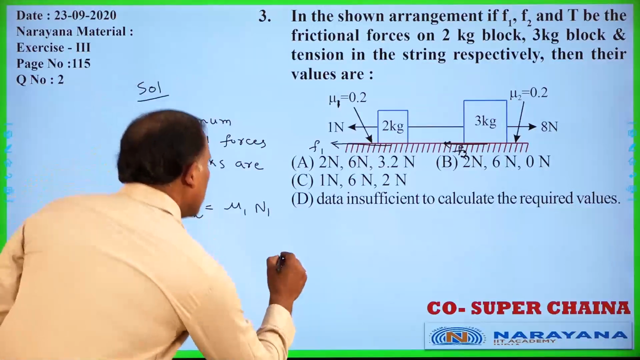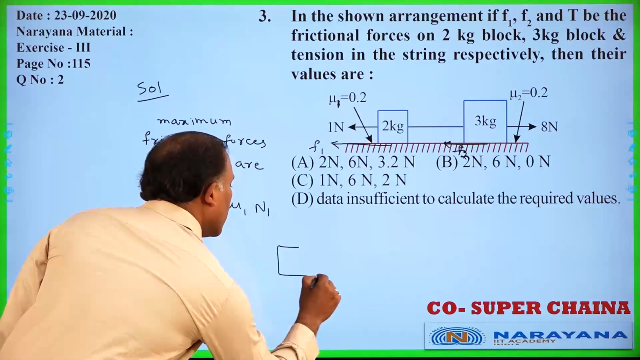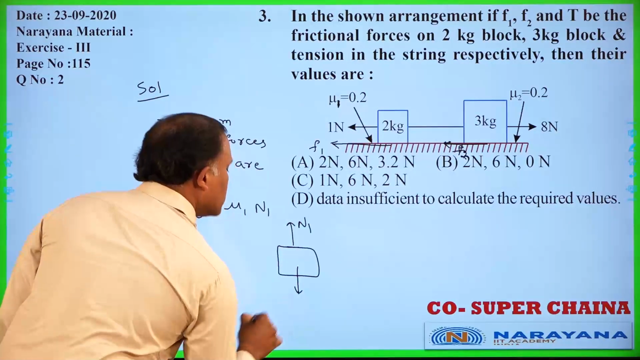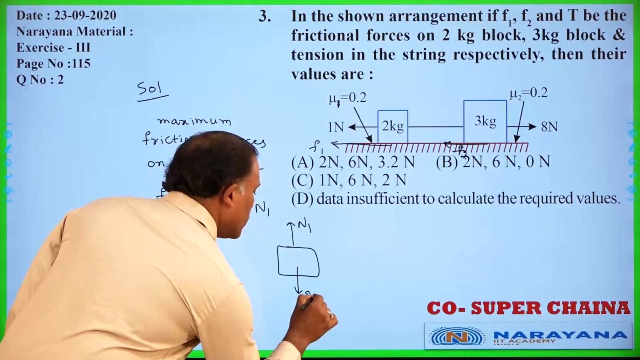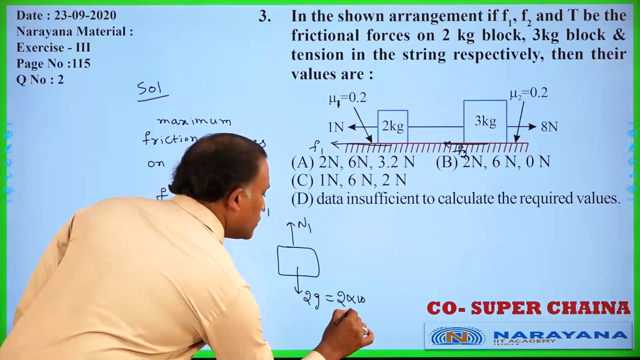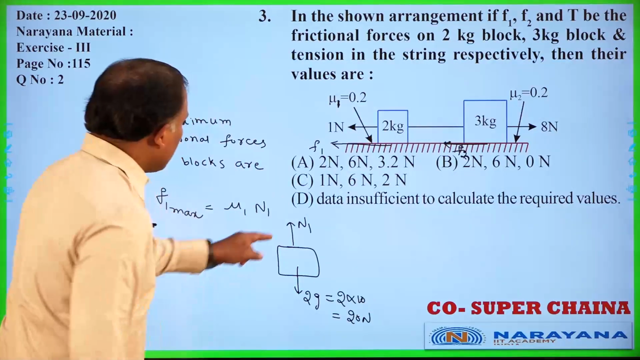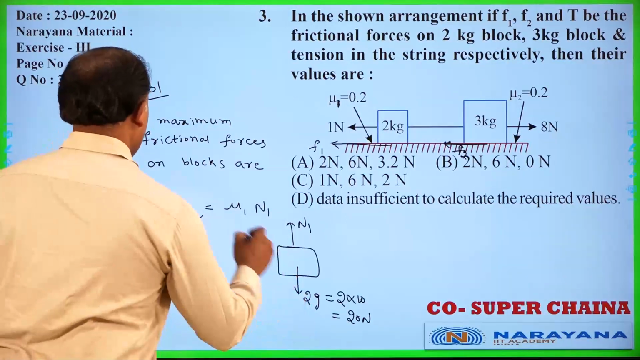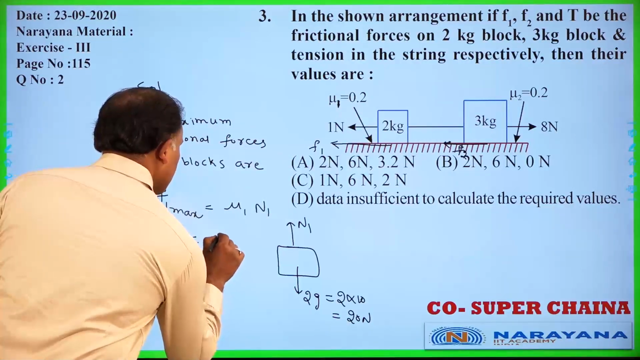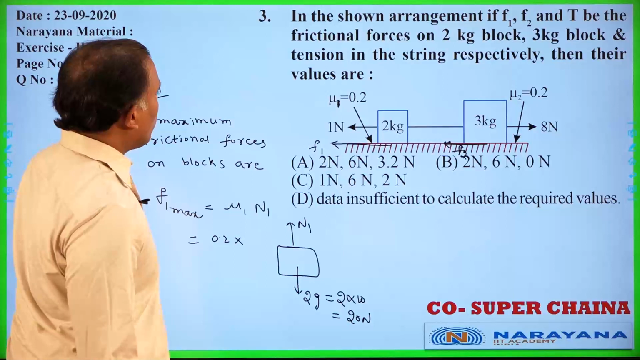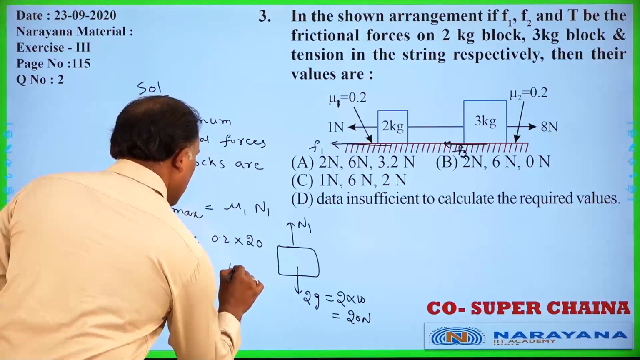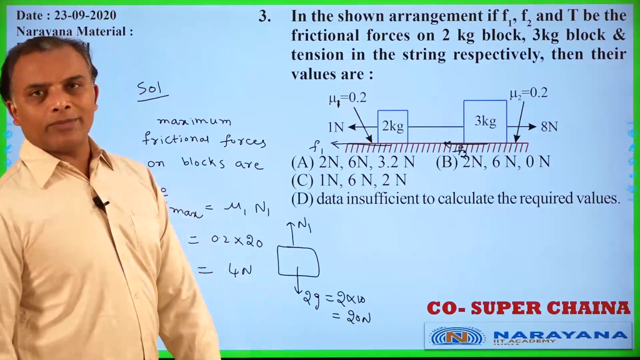So what is that normal reaction? If you take the free body diagram, this is N1 and here its weight 2g, that is 2 into 10, equal to 20 Newton. So normal reaction is equal to 20 Newton. Then F1 maximum will be equal to mu1, 0.2, into 20, that equals 4 Newton. That is F1 maximum possible.